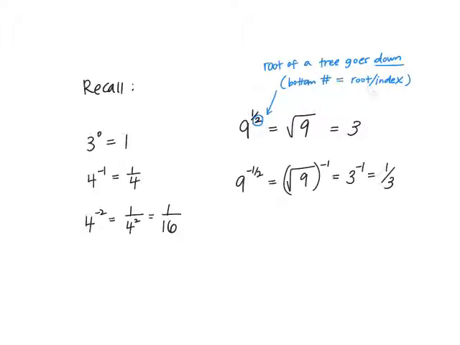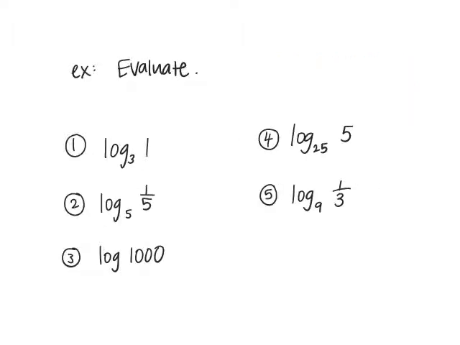The bottom number tells you the root or the index of the radical. So 9 to the 1/2 is just square root of 9. If I have 9 to the negative 1/2, I take the square root of 9 and I raise it to the power of negative 1. So it's 3 to the negative 1, giving me 1/3. Okay, let's take a look at some example problems.